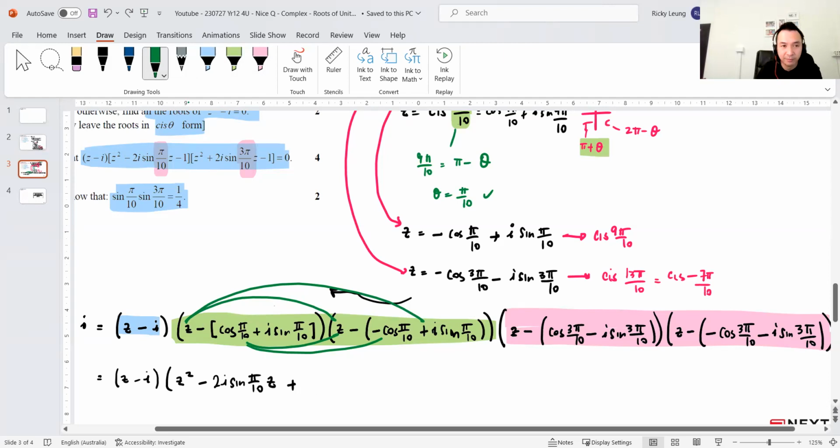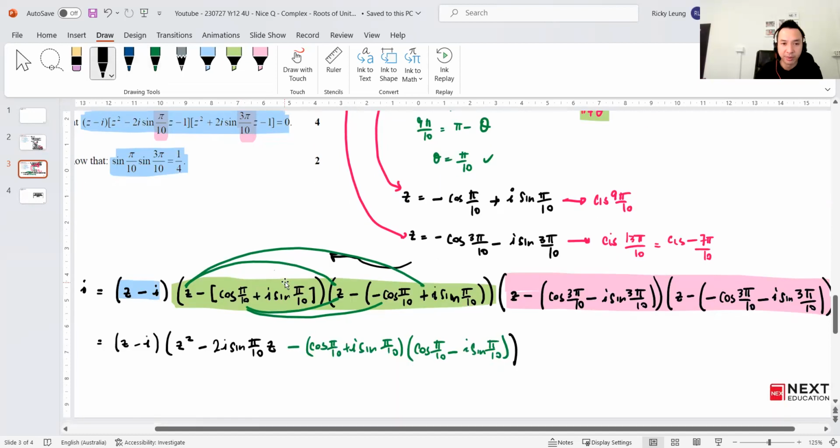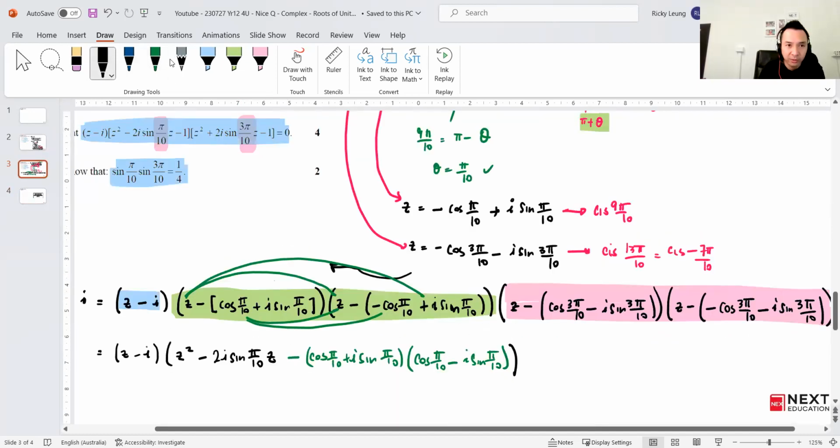So it'll be like, this guy here would be a minus, and it'll be cos, sorry, I'll do it in brackets here, pi on 10 plus i sine pi on 10 multiplied by cos. I'll factorize the negative, right? So this guy is now minus cos pi on 10 minus i sine pi on 10. Now, before I do the pink, right, let me clean up the green part there. We know whenever we multiply a complex number with its conjugate, it becomes sum of the squares, right? So it becomes cos squared plus sine squared, which we all know to be 1, right?